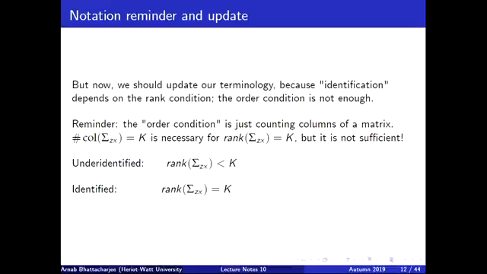So the order condition is not enough. What does it do? It just counts columns of a matrix, whether you have adequately many instruments, but it doesn't focus on the information content of those instruments. A rank condition is necessary. So order condition is necessary for this rank to be k, but it is not sufficient. So we need to do something more. You will have under identification if this rank is less than k, and we'll have identification if this rank is equal to k. And that is what we need to ensure.